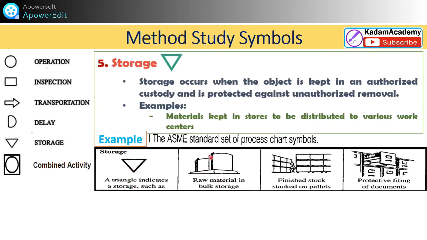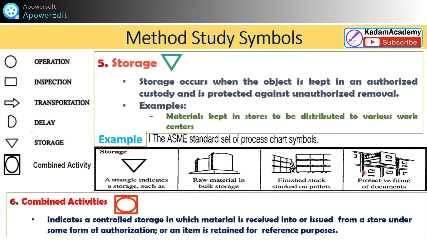And these big tanks, raw material bulk storage, or finished stock and racks, or protective filing documents, or filing racks, or cupboards to keep the files. Lastly, the combined activity will indicate the control storage in which material is received into or issued from a store under some form of authorization, or an item is written for reference purposes. So that is combined activities.